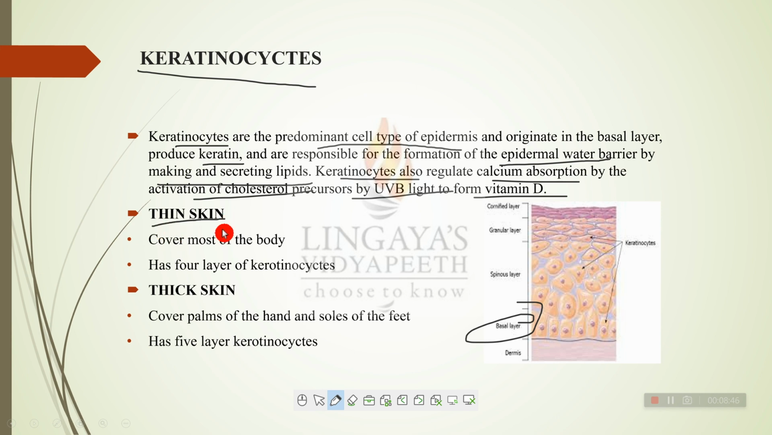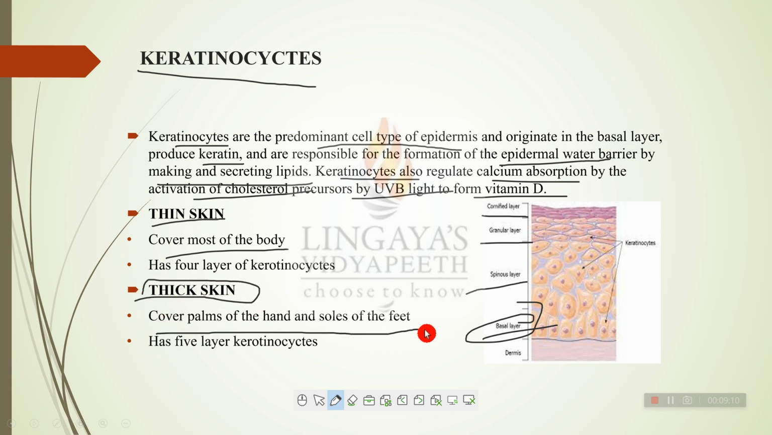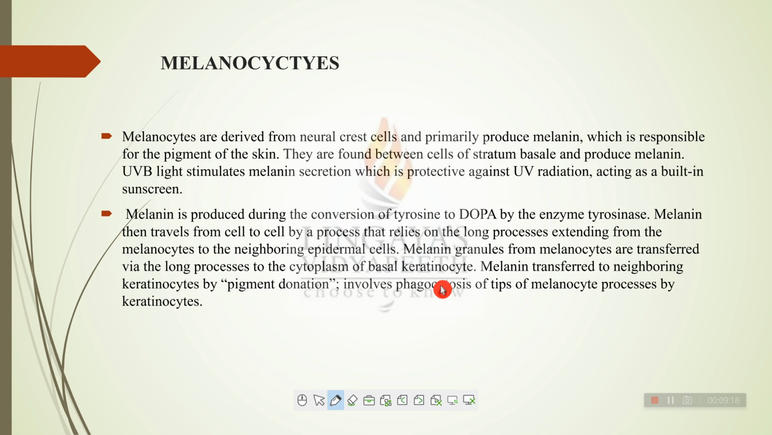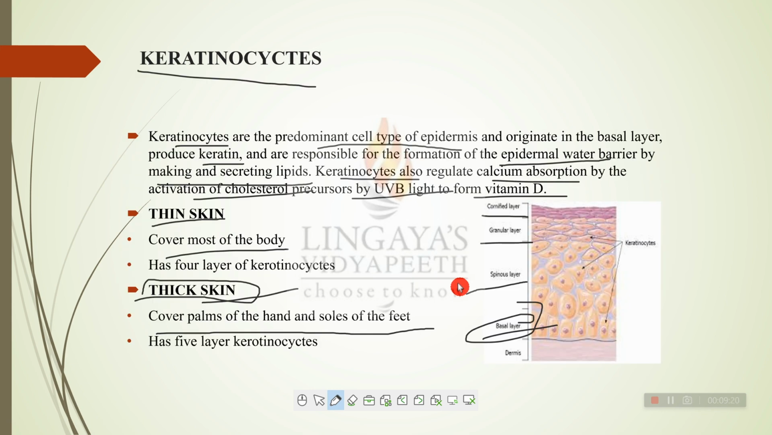So keratinocytes form the thin skin. It covers almost the whole body. There are 4 layers of keratinocytes: the cornified layer, then the granular layer, then the spinous layer, and the basal layer. Thick skin covers the palms of the hands and soles of the feet. It has 5 layers of keratinocytes. We will focus on the 5 layers in detail in later sections.